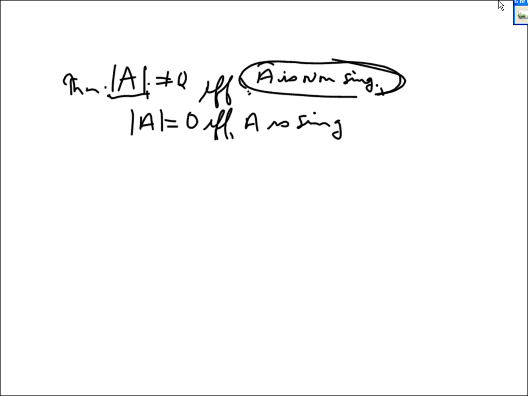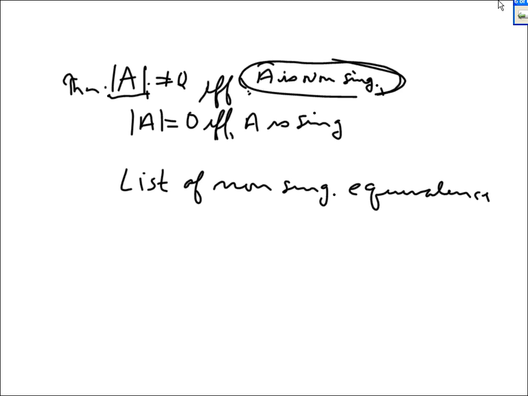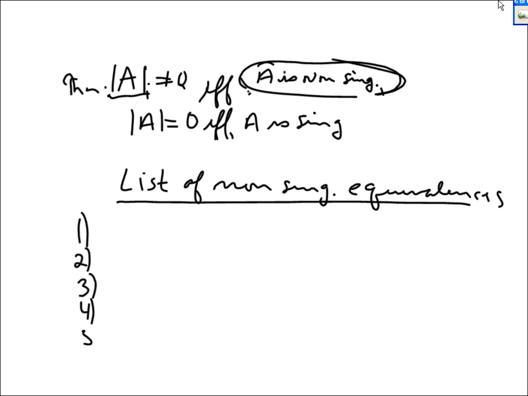But for the list of non-singular equivalences, we just added one. This one right above. The following list, the items on these lists, they all mean the same. A is non-singular, and A is row equivalent to the identity. They mean the same thing. They both mean one thing: A has an inverse.